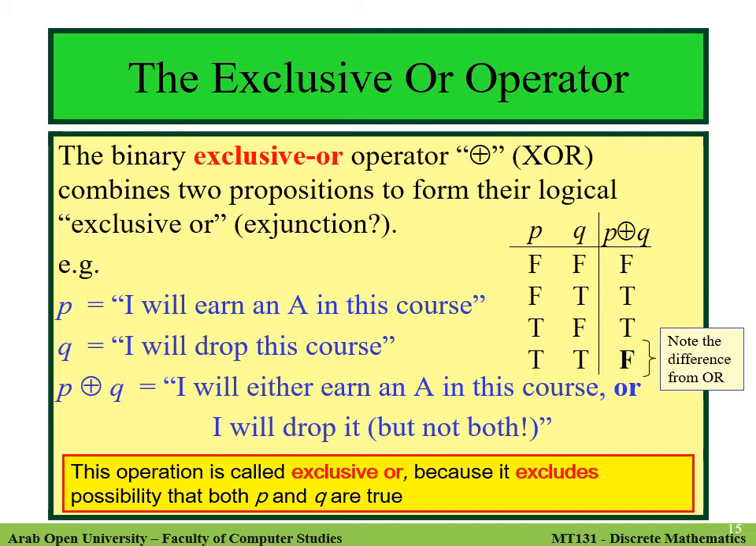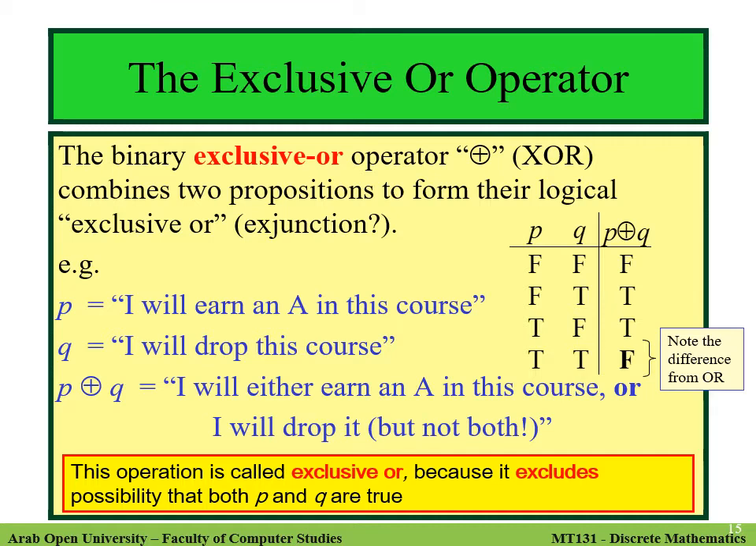This operation is called exclusive OR. Remember the previous one we called inclusive OR. This one is exclusive OR because it excludes the possibility that both P and Q are true. For the truth table of this operation, the choices for P and Q are the same. Now this statement is true only if one of them is true and one of them is false.